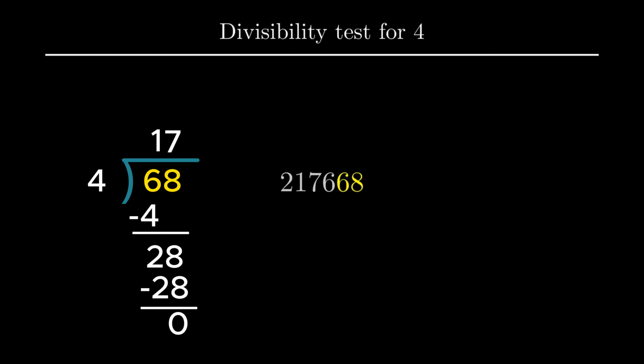Now consider another number as 2,17,668. The last two digits of this number is 68, which is divisible by 4. So the given number 2,17,668 is also divisible by 4.